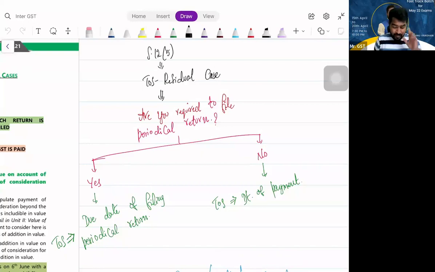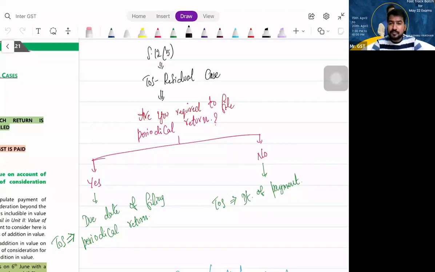Simple. So 12 subsection 5 is the residual case. They are asking whether you are required to file any periodical return or not. If yes is your answer, then the due date for the periodical return will be the time of supply. If no is the answer, you need not file any periodical returns. Then whenever you are making the payment of GST, that is the time of supply. Is it clear?